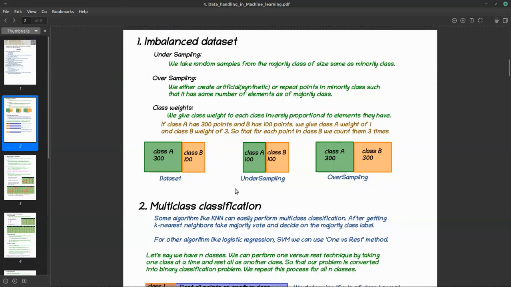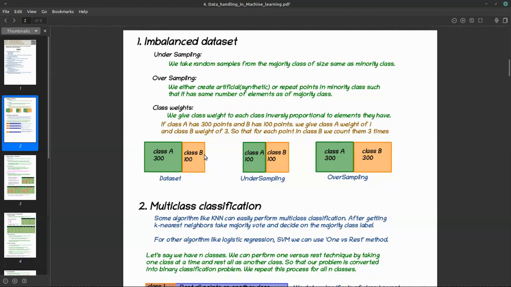First is the imbalanced data set. There are basically three methods, remedies, that you can apply. One is undersampling, not a good technique. Let's say I have a data set of 300 to 100, class A is 300, class B is 100. Randomly I will take 100 points out of class A and do the training. This is not good, right? Because you are wasting 200 points out of class A.